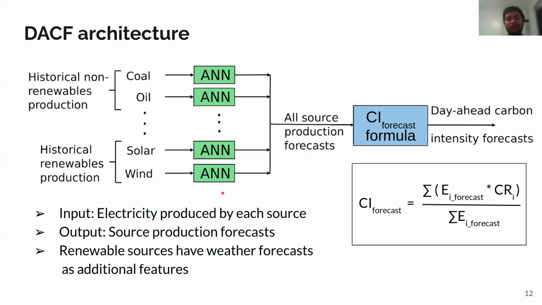DACF also has a plug-and-play architecture in the sense that if there is a better source production forecasting model available somewhere, we can integrate it seamlessly into DACF. For example, if there is a better wind forecasting model available somewhere, we can replace our ANN model with that better model while keeping the remaining architecture as it is and seamlessly improve the DACF performance. This plug-and-play architecture, as well as the general framework, makes DACF applicable to any region throughout the world.